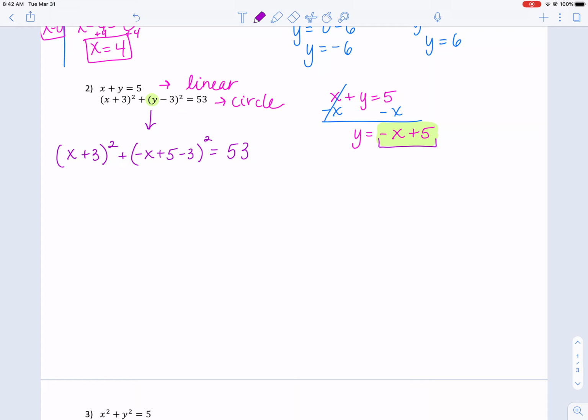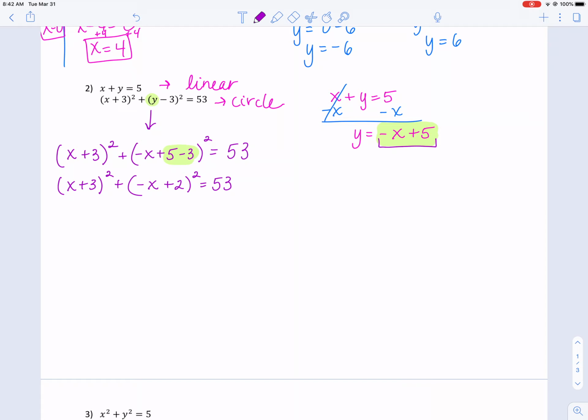So now let's just simplify where we can. If you notice here, I have two numbers. I'm going to combine them. I have x plus 3 squared, and then I have negative x plus 2 squared. Okay? This x plus 3 squared and negative x plus 2 squared.